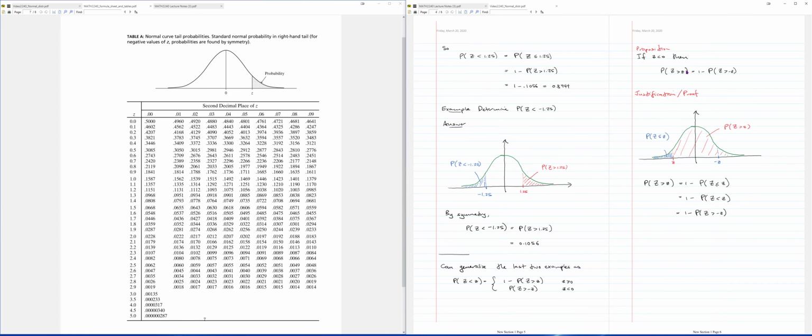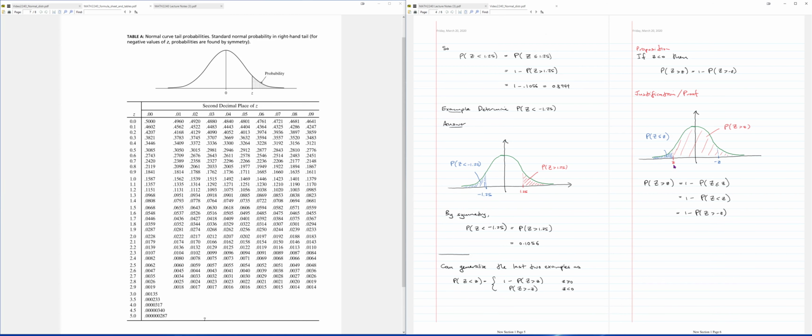Okay, so we're going through these cases of calculating probabilities for your standard normals. Now we want to look at our next case. I'll do this in a more general setting, not as an example, but just using variables. Now what I want is the probability that this standard normal is bigger than a negative value.